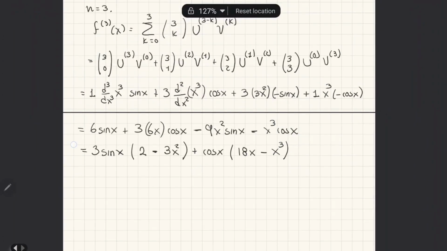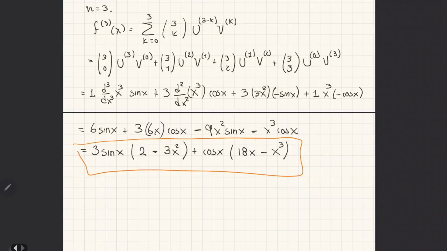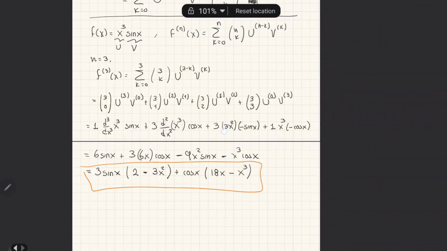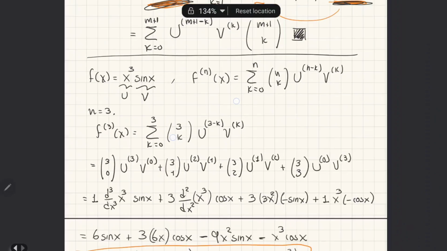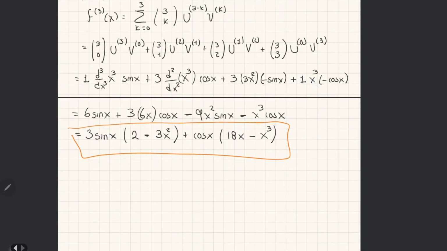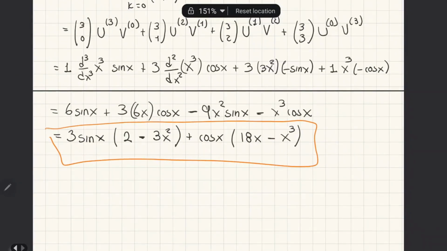So this was just a quick example of how to use the Leibniz theorem to calculate, well, in this case, the third derivative of a function, which is, again, remember that this is only for the product of two functions, right? So functions that are expressed as the product of two functions. Perfect. So I think that with this, I'm going to finish the lesson right now. Thank you so much for watching.